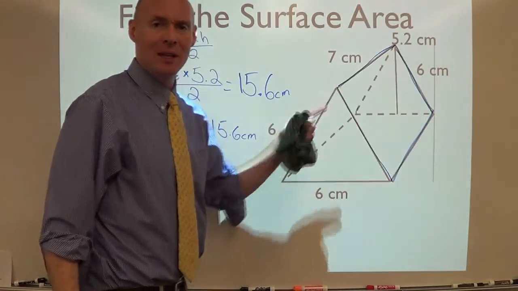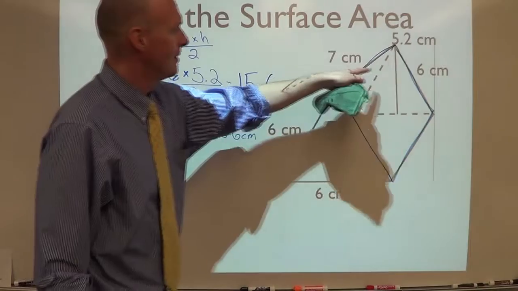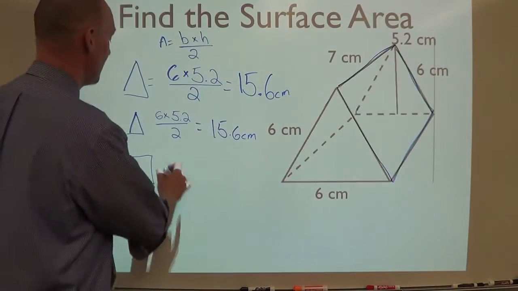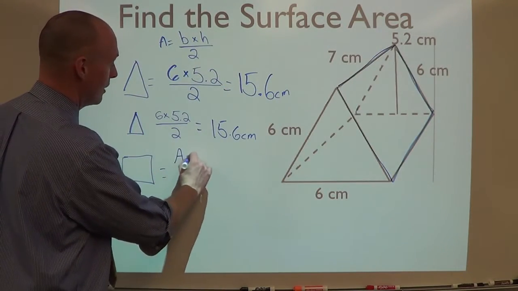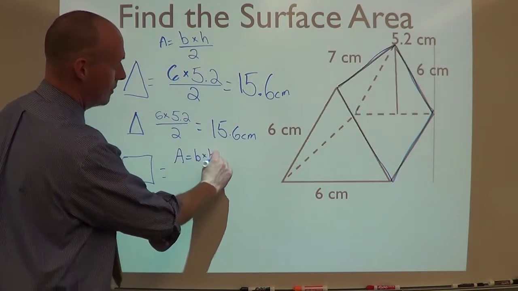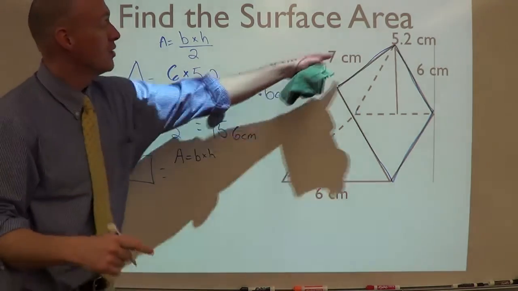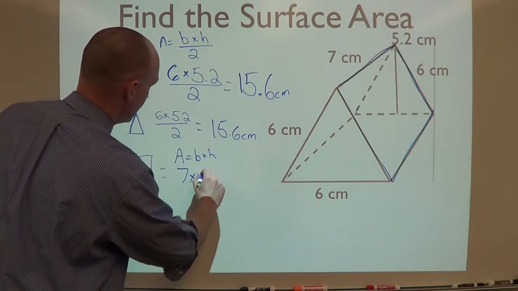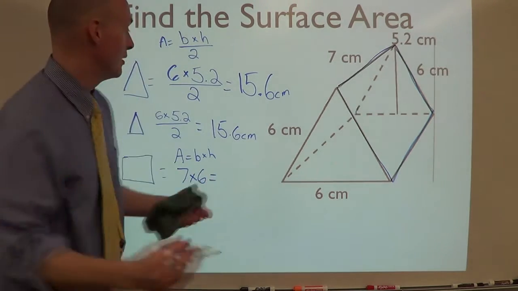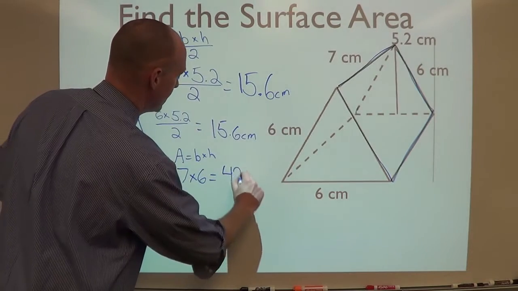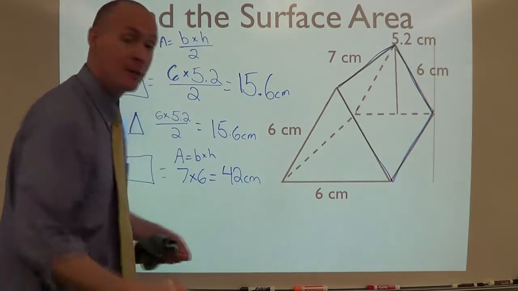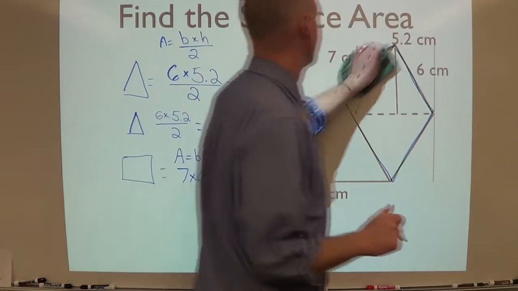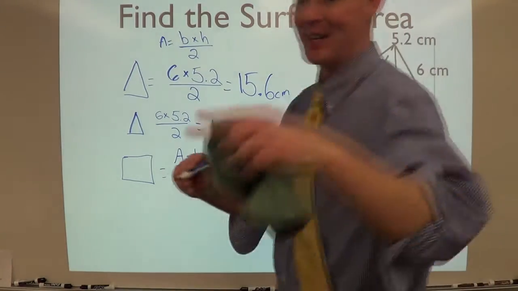We need the base and we need the height. So 7 and 6. Because remember, area equals base times height when you're talking triangles. So in this case, it'll be 7 times 6, which of course is 42 centimeters. Perfect. 2 more triangles to go. Or 2 more rectangles, I should say.